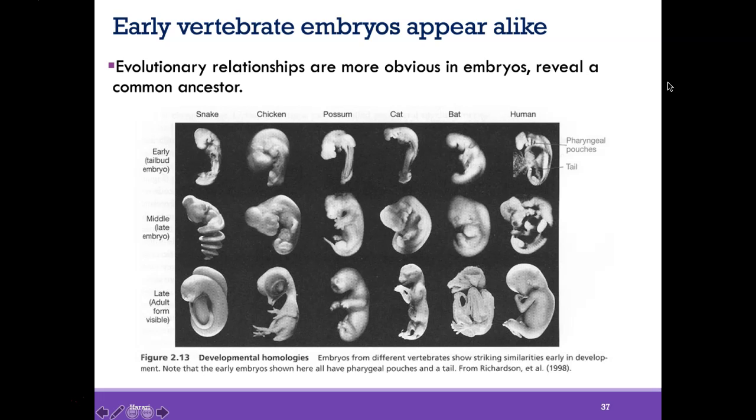Right? So again, by looking at these, it's hard to refute that we have commonalities with a bat when we look so similar to a bat in the very early stages of development, or even a snake. Right, so again, this also provides evidence of evolution.